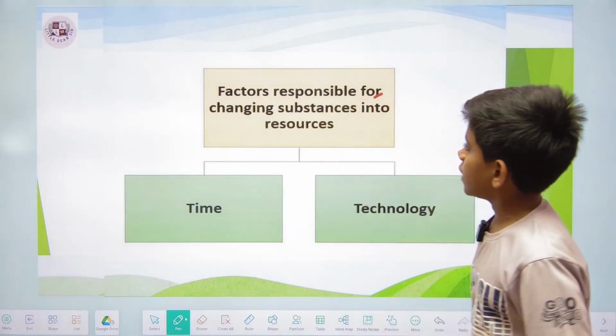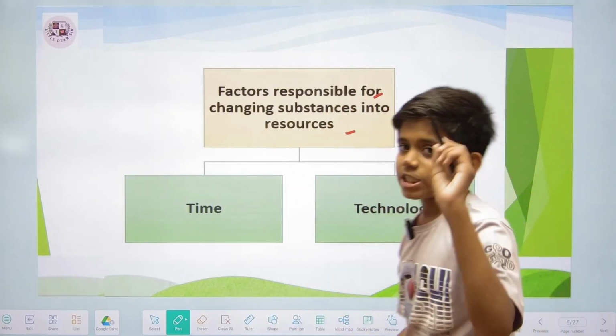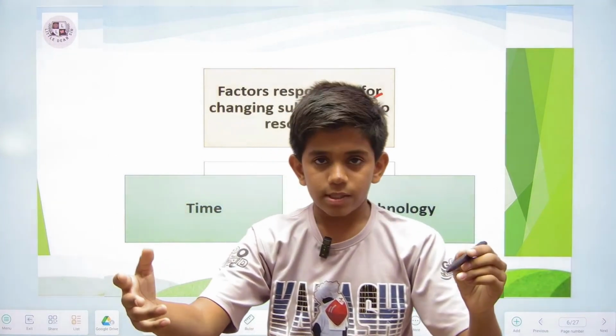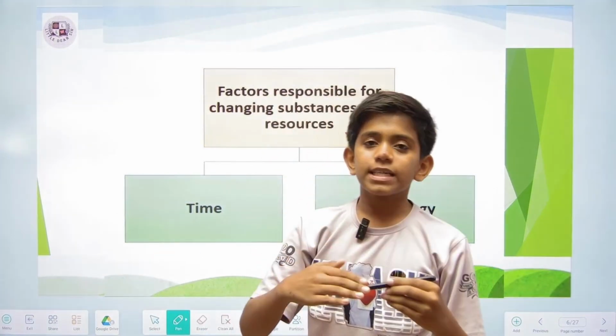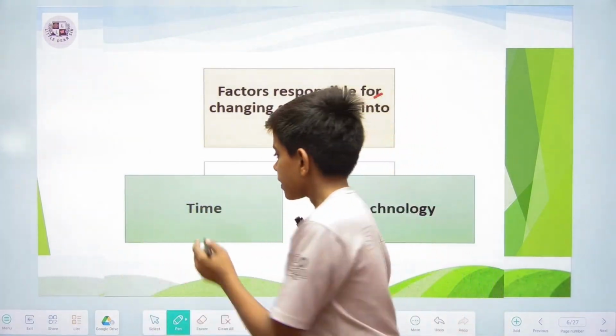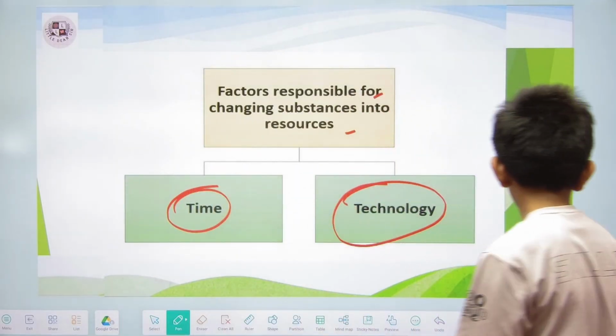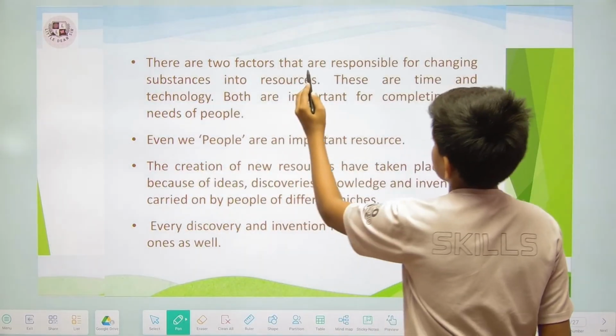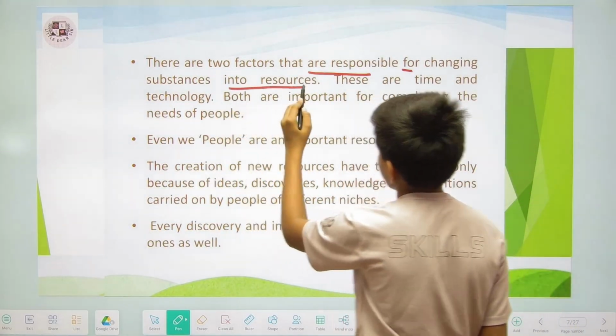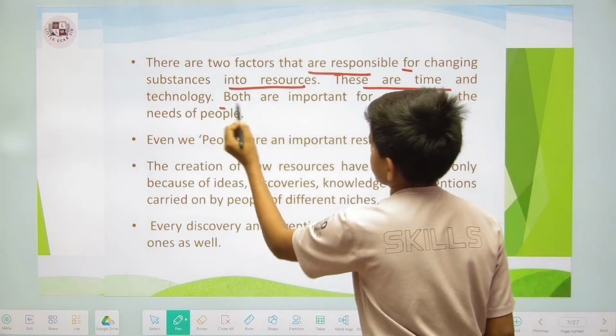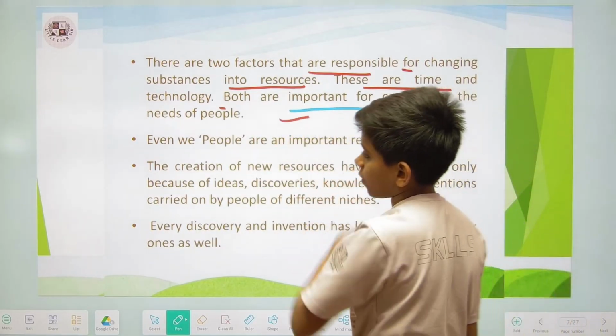Factors responsible for changing substances into resource. Now any substance is there, how can it be a resource for us? What are the major factors that make it a resource? First is time and second is technology. One by one we will learn about it. There are two factors that are responsible for changing substances into resource. These are time and technology. Both are important for completing the needs of the people.